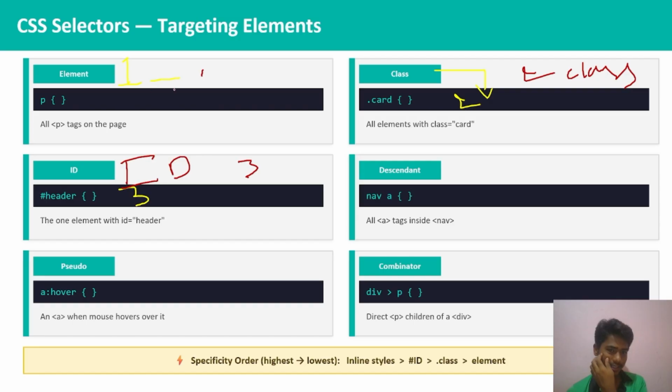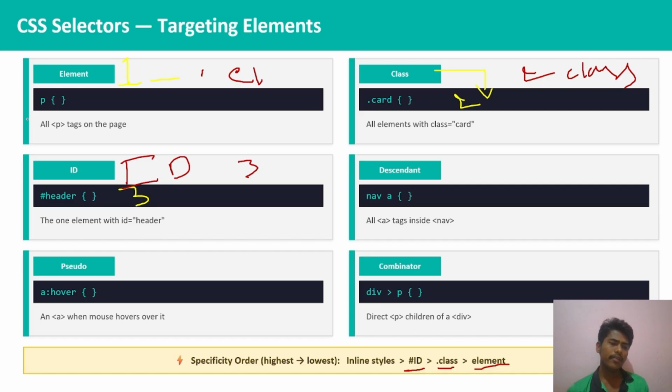Okay, and next, the least used is the element selector. Here you can see the specificity order, highest to lowest. The most highly used is the ID selector, and the next highest is the class selector, and the next highest is the element selector.